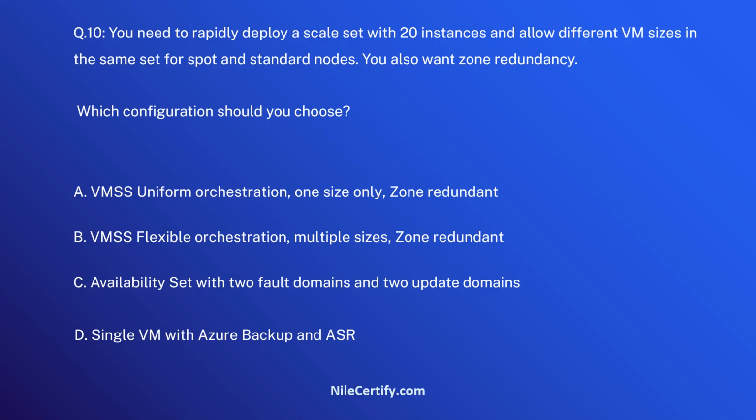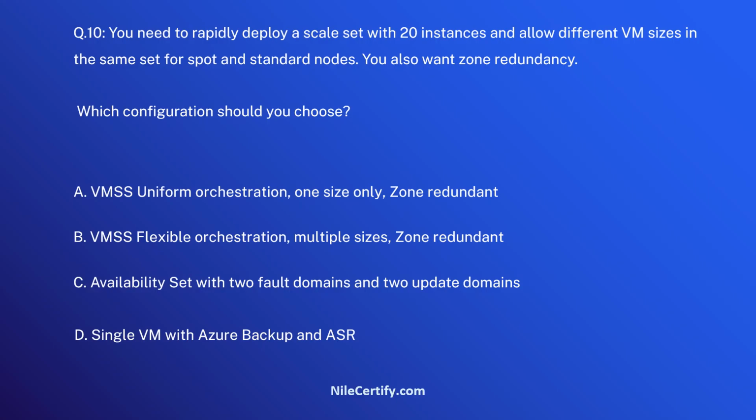So option A, virtual machine scale set uniform orchestration, one size only, zone redundant. This one sounds solid at first because it gives you zone redundancy. But uniform orchestration only supports identical VM sizes. This means you cannot mix spot and standard with different SKUs, and also you cannot have heterogeneous workloads. So this does not satisfy the requirement, which is asking for multiple VM sizes in the same set.